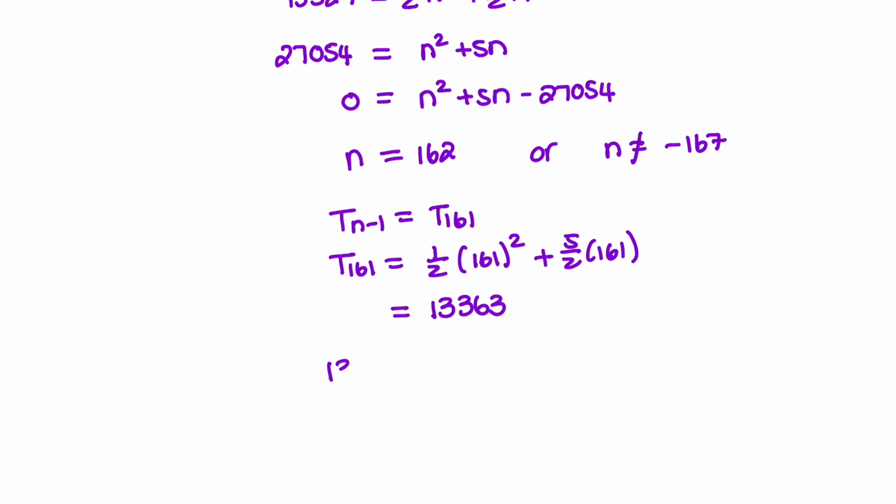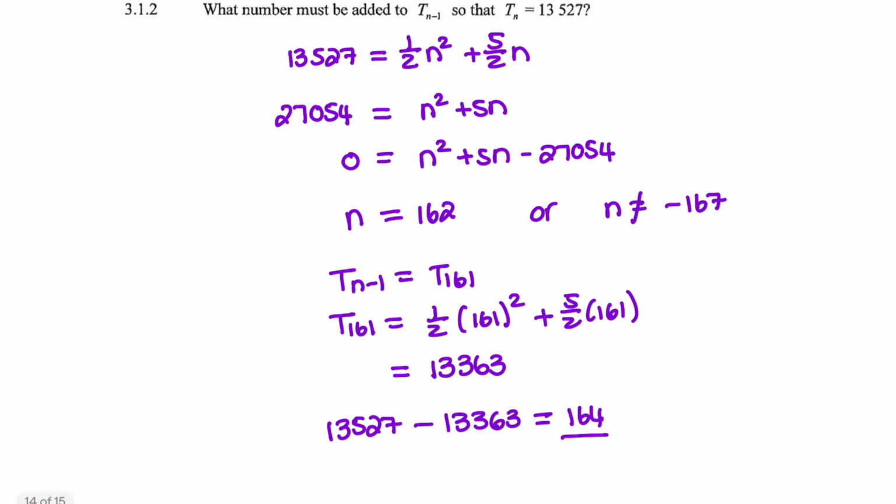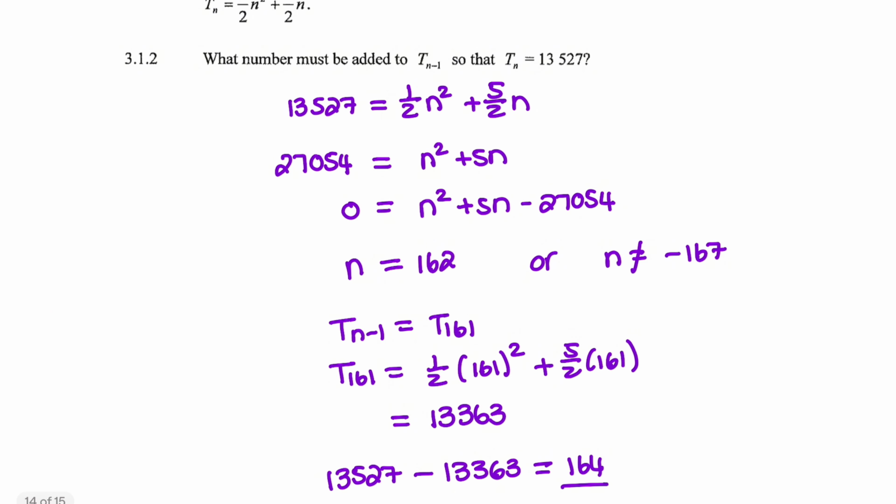So it is 13,527 minus 13,363, and that is 164. So I need to add 164 to Tn minus 1 to get to Tn.